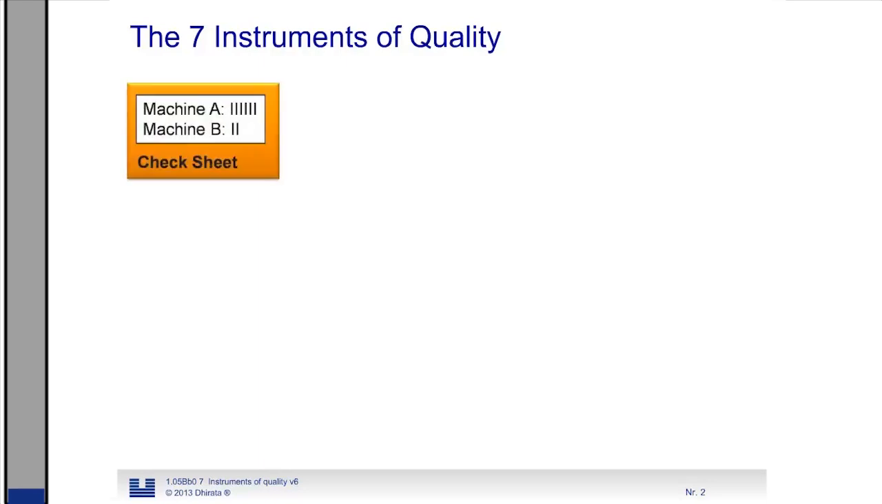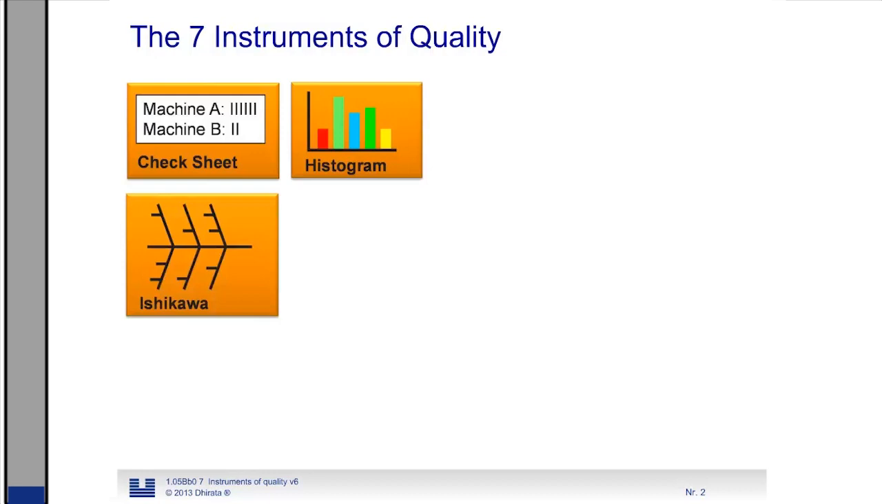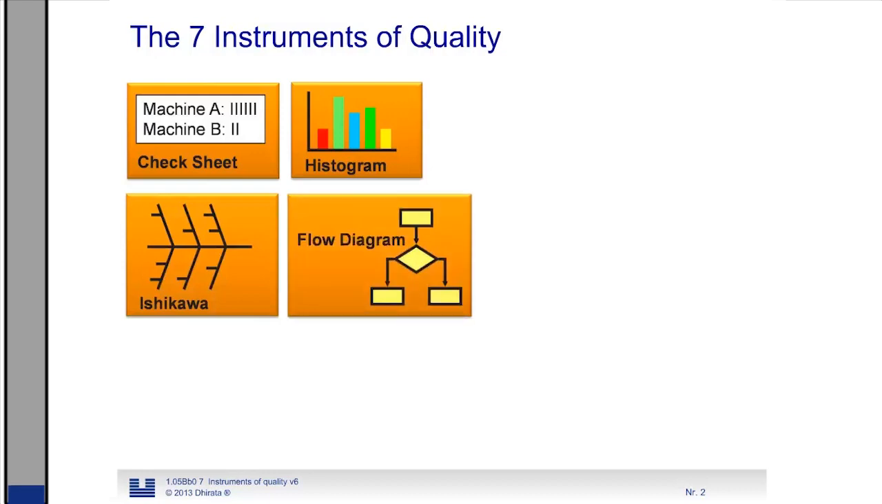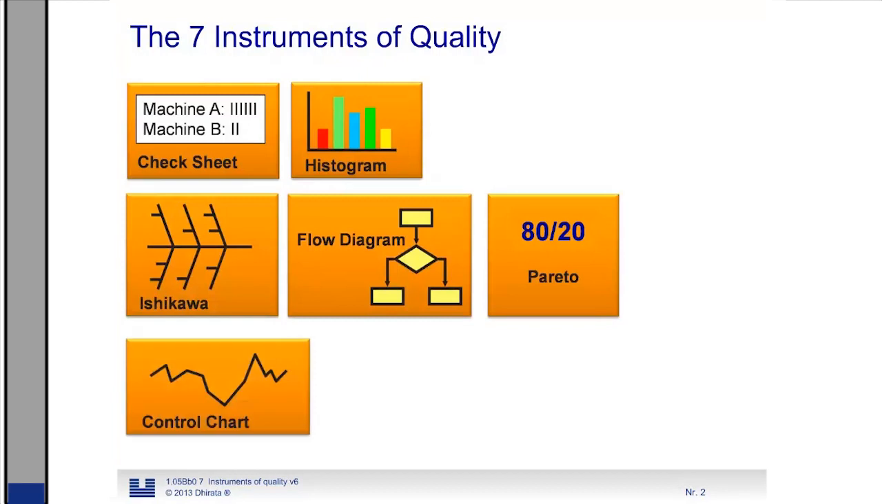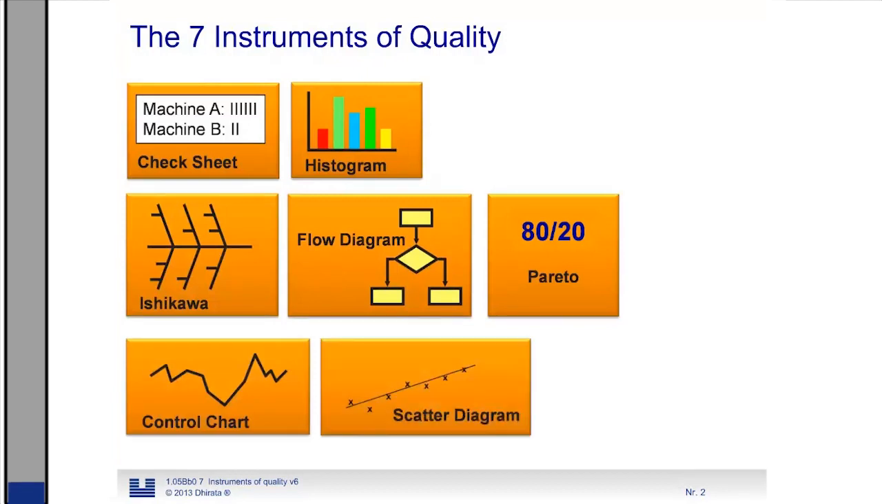We have the check sheet, the histogram, the so-called Ishikawa diagram, a flowchart, the Pareto Analysis, the control charts, and the scatter diagram. We're now going to discuss them one by one and see how they can help us as project manager.